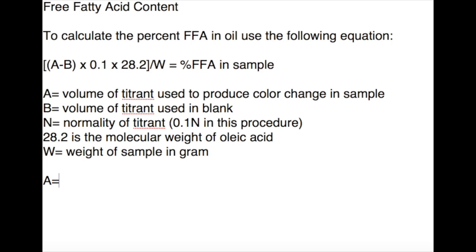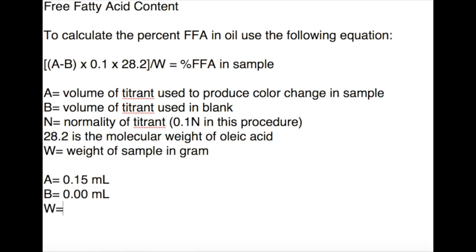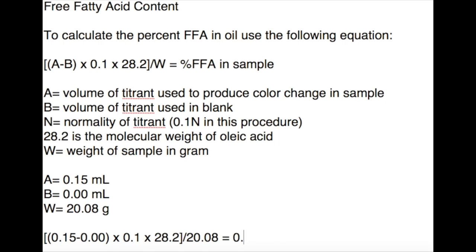The free fatty acid content calculation is the same as the total acid number calculation, with the exception of the molecular weight used. In the total acid number, it was 56.1. In the free fatty acid content, we used 28.2 for our molecular weight, as opposed to 56.1. We will use the same A, B, and W values as in the total acid number. Multiplying all of this out gives us a final answer of 0.021 for our percentage free fatty acid in the sample.